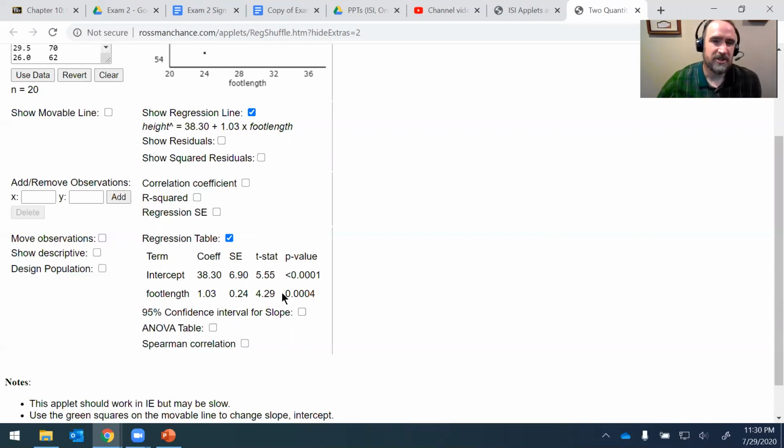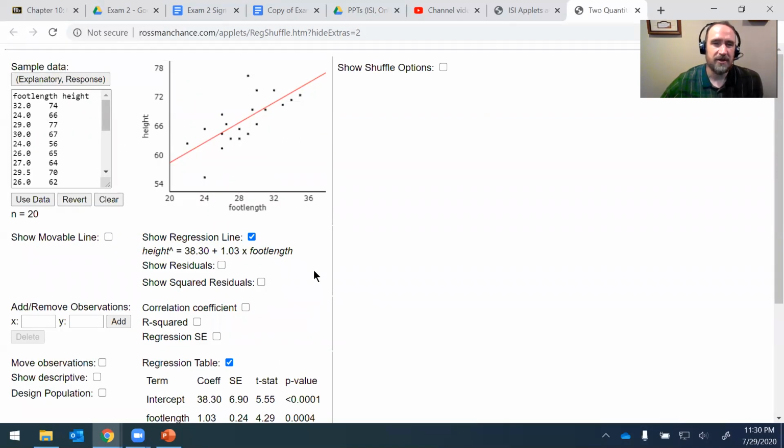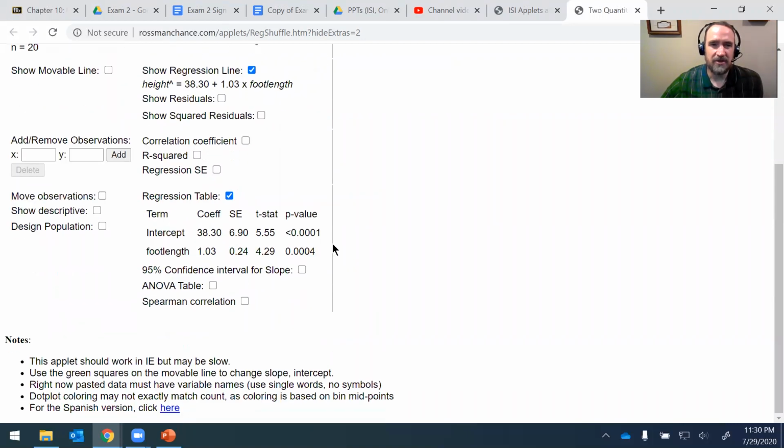Therefore, we can reject the null hypothesis. We don't think it's true that the population slope is 0. Instead, we feel like the slope is higher than 0 in the population. There is some kind of association between foot length and height. And we've looked at this data a couple of times, so we're not too surprised to find that.